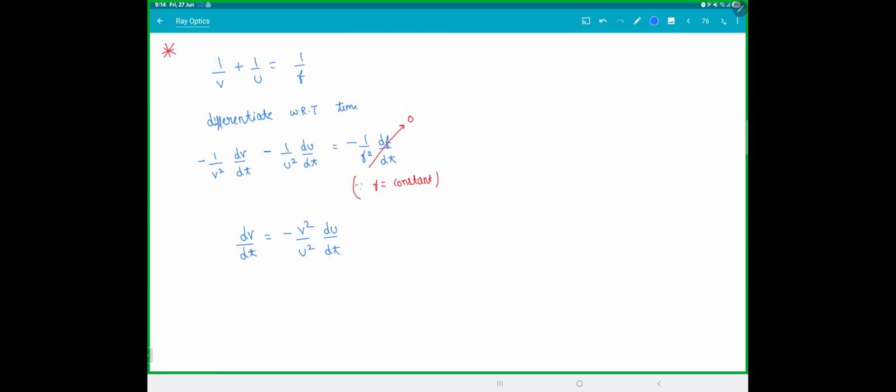Now you have to be careful here. What is exactly u and v? What is u? Image object distance. Measured from where? U is an object distance measured with respect to the mirror, isn't it? That means u is the distance between the object and the pole of the mirror. What is v? V is the image distance with respect to the mirror.